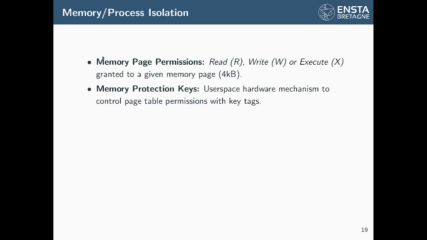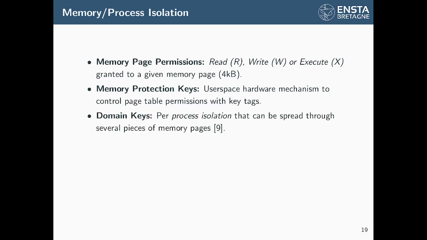So you can have added protection, such as memory protection keys. This means that an application has to have a given key to have access to a memory page. And this can go even finer grain with domain keys, where you would have per process isolation, and so an application can have access to a piece of a memory page along with a piece of another memory page, for example, so it can be smaller than a memory page and spread along different memory pages.